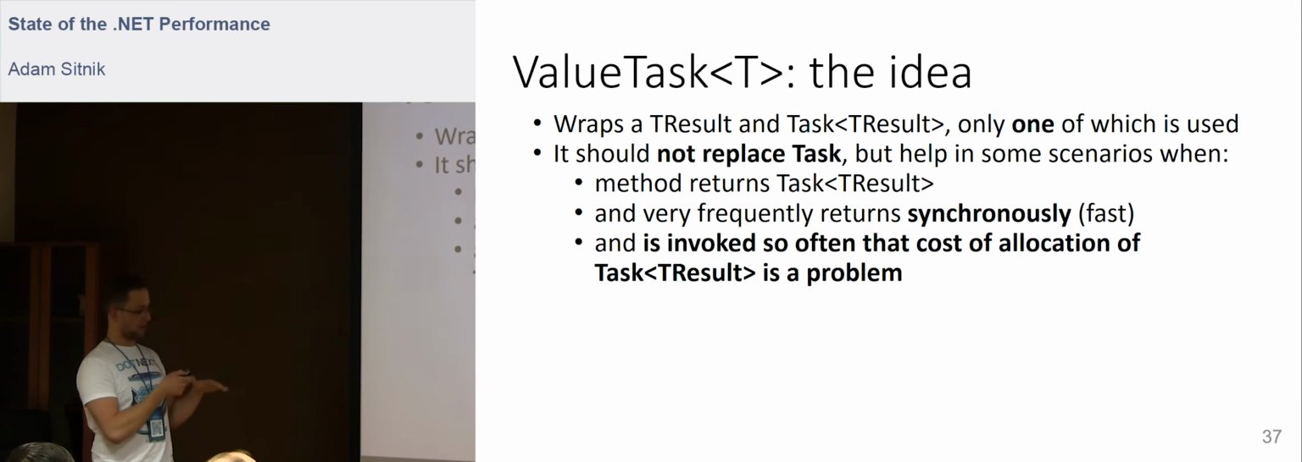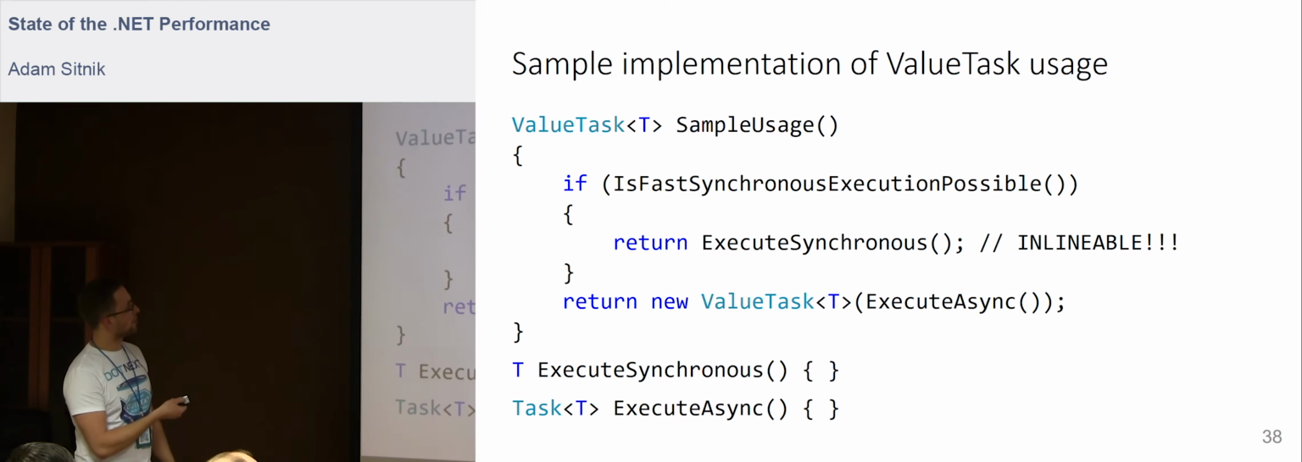Okay, and how is it implemented? Like here, we got a value task. If I can run synchronously, I return the synchronous result. Otherwise, I return it the old way. But the point is that this can be inlined. So you might get a huge gain.